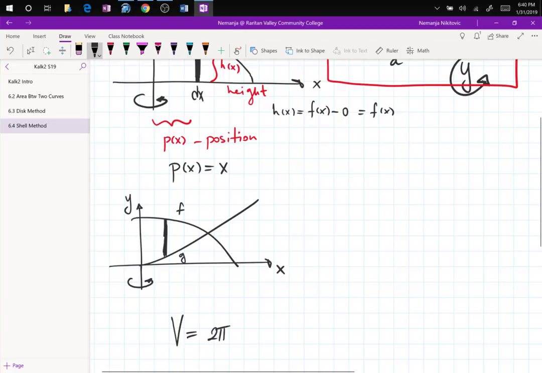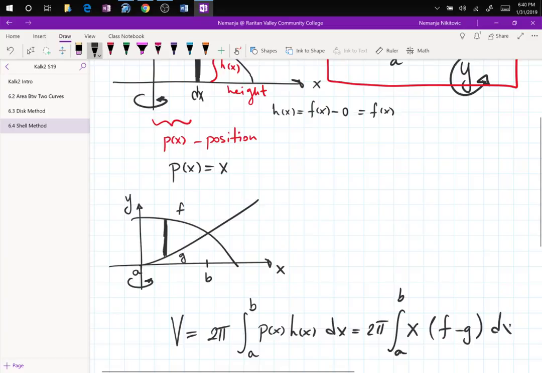We put 2 pi, a to b, which is a, and where they intersect over there is b. And now we have, let's write the formula p of x, h of x, dx, so that I can do 2 pi a to b. Now p of x is just x, and the other one is f minus g dx. Top minus bottom. This is really cool. Really cool.